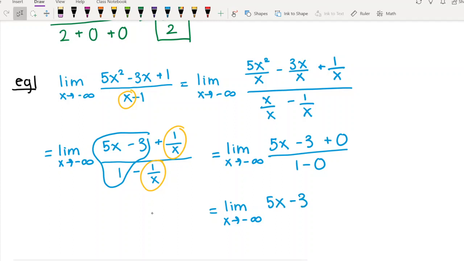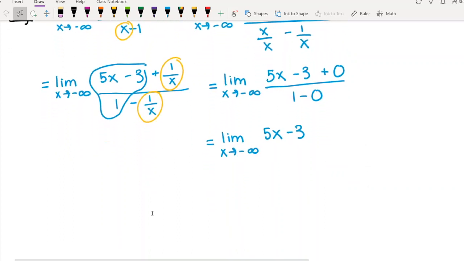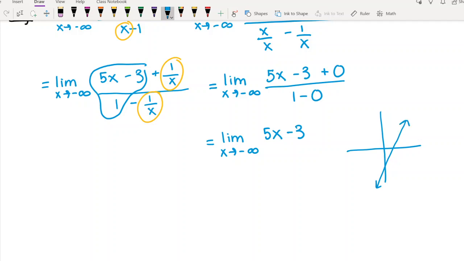So how do we answer this? Well, now go back to your knowledge of what the general shapes of different functions look like. So what does this function look like? Well, it's a line. It's a line with a positive slope and a negative y-intercept, so it's going to look like this. And so that tells us that as x approaches negative infinity, as you plug in smaller and smaller x values, the graph is going down. And so that tells us that the limit as x approaches negative infinity of this function is equal to negative infinity.